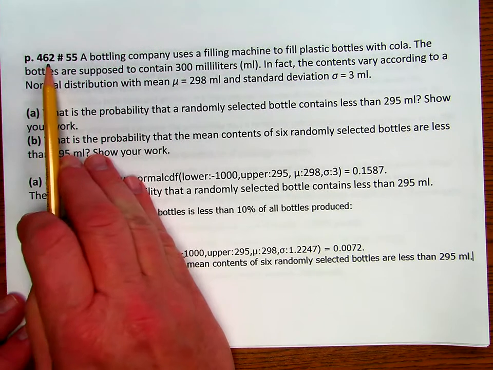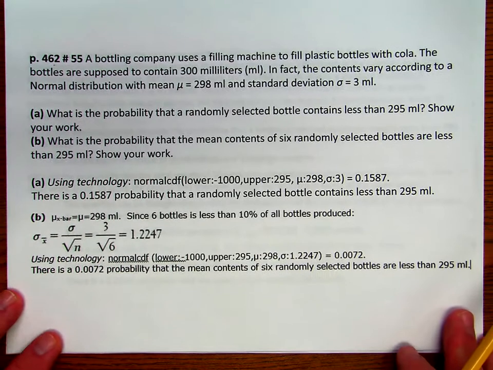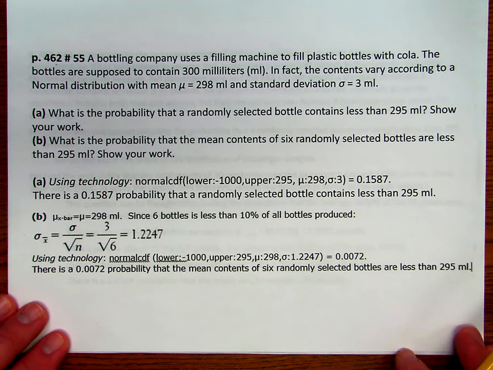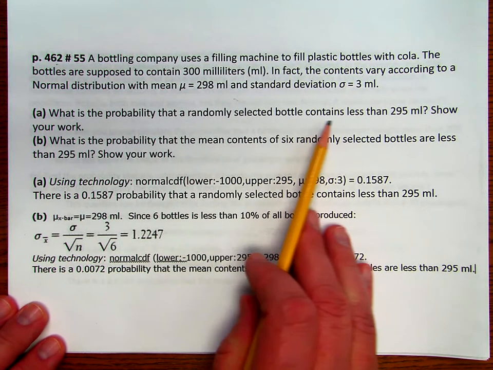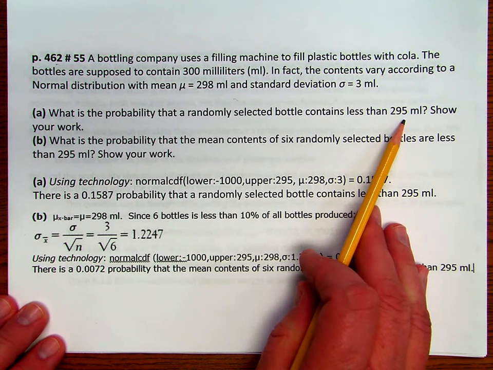Okay, next one is from page 462 in your textbook, number 55. A bottling company uses a filling machine to fill plastic bottles with cola. The bottles are supposed to contain 300 milliliters, but in fact the contents vary according to a normal distribution with a mean of 298 and a standard deviation of 3. Okay, what is the probability that a randomly selected bottle contains less than 295? Show your work.